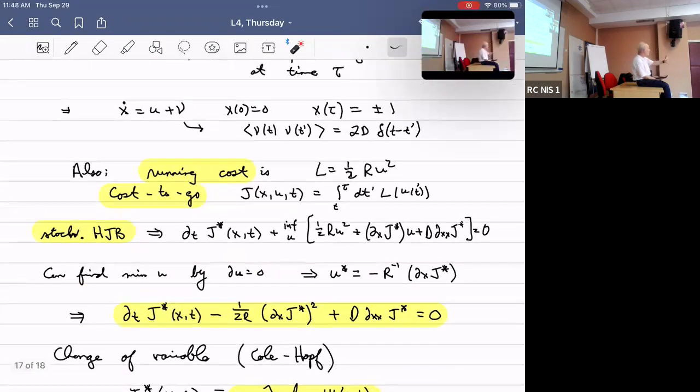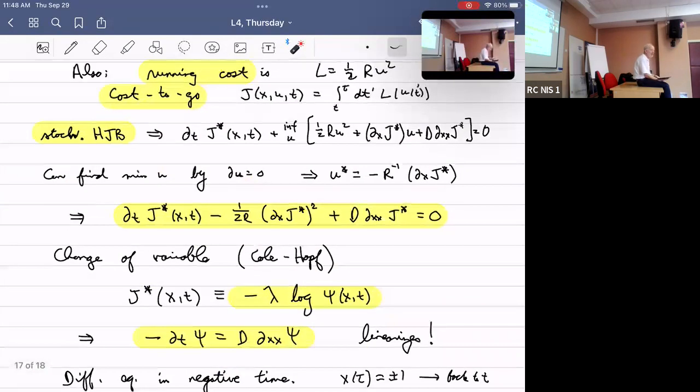And so the first thing you have to do is minimize this with respect to u. This is what we were doing last time. And so there's no constraints and stuff, so you can actually just solve it here by taking the derivative. So that's fine. And then you substitute for u here. And then you get this awful looking partial differential equation here, which is dJ star dt. But now we've got a dx J star squared, so the square of the derivative and then a second derivative term. So this looks kind of hopeless.